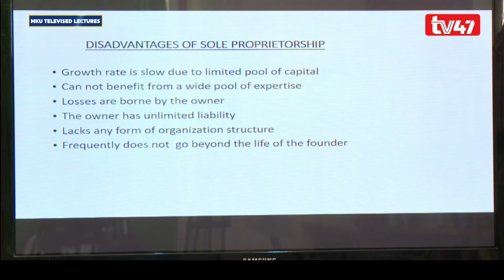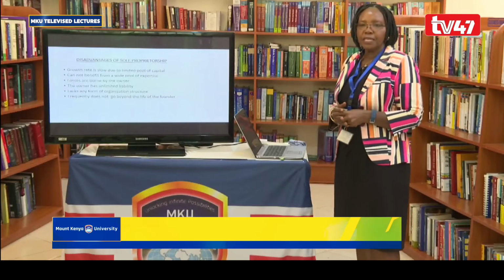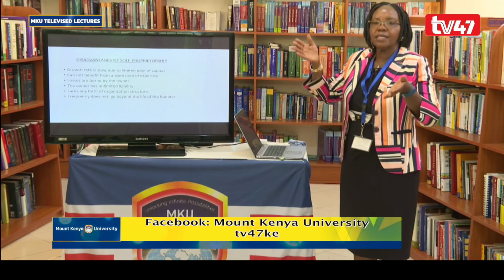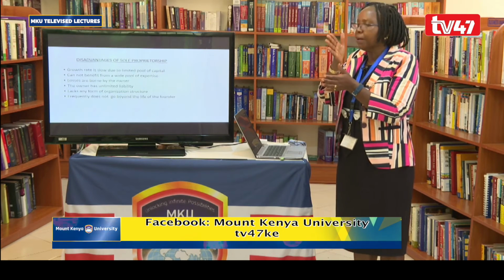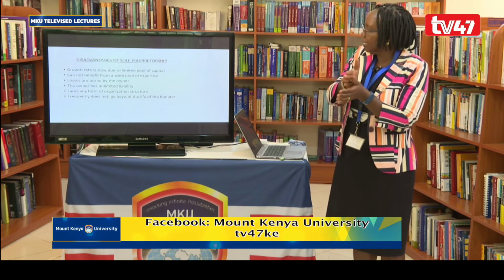Now, if the business makes losses, the sole proprietor has to bear all the loss. Now, the owner has got unlimited liability. Let me explain that. Normally, in a sole proprietorship, the owner and the business are one entity. There is no separation between the business and the owner.